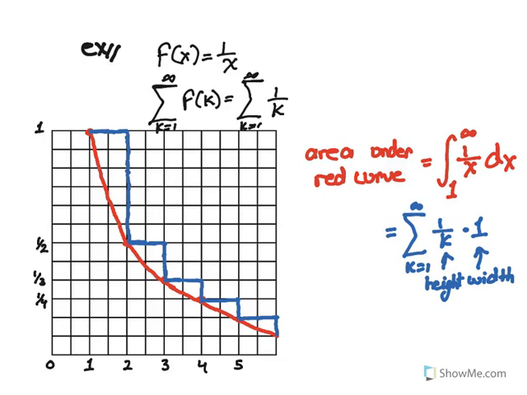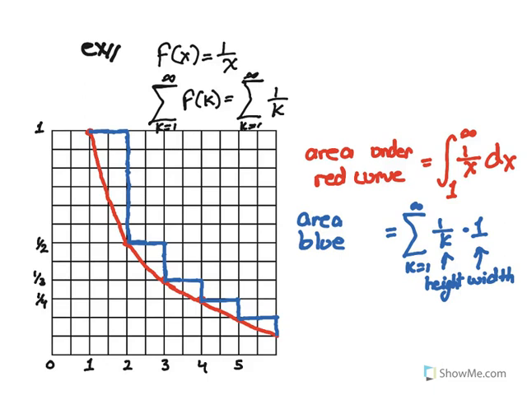So the series is really just the area under the blue curve, or the blue staircase. Now in this example, we note that the blue area, or the area represented by the series, is strictly greater than the area represented by the curve, which is the red area.